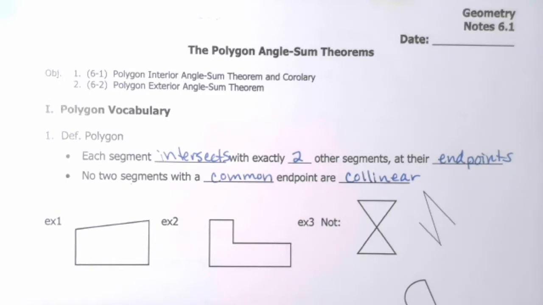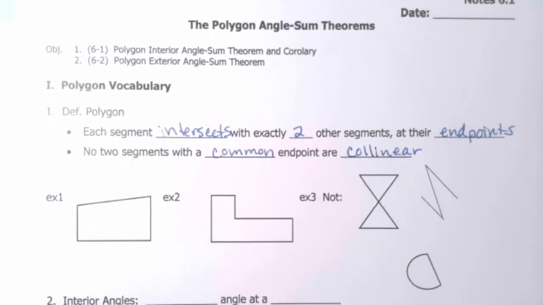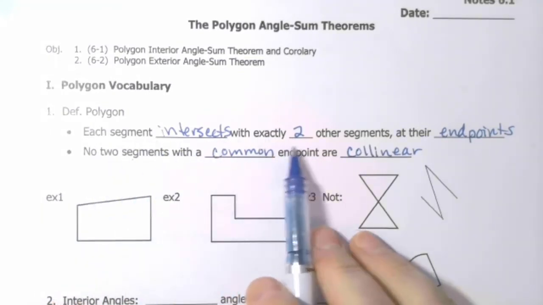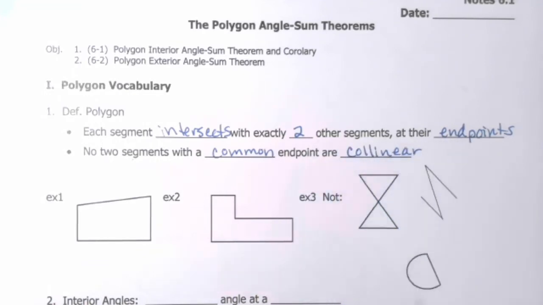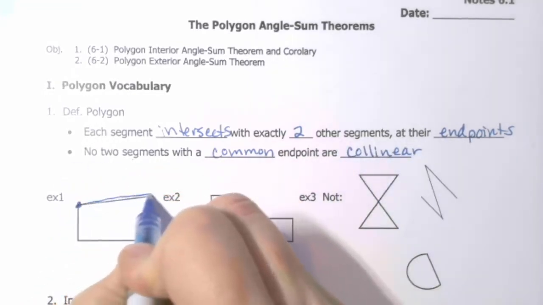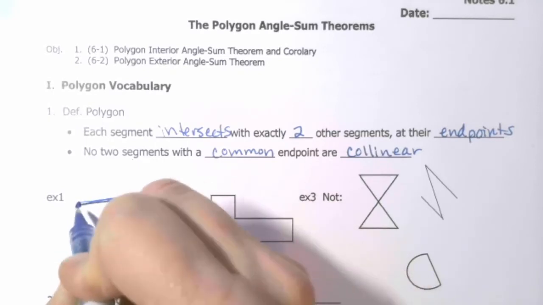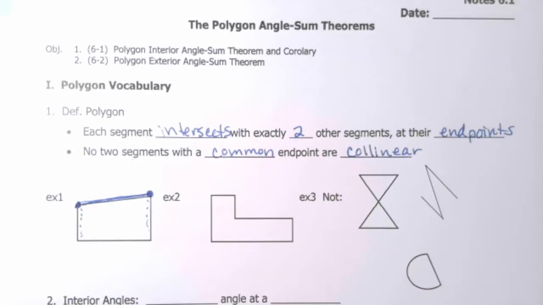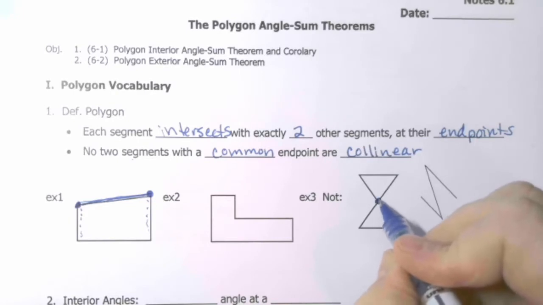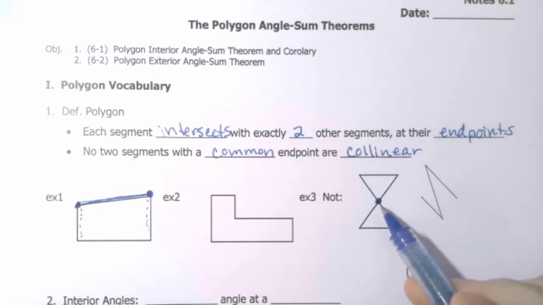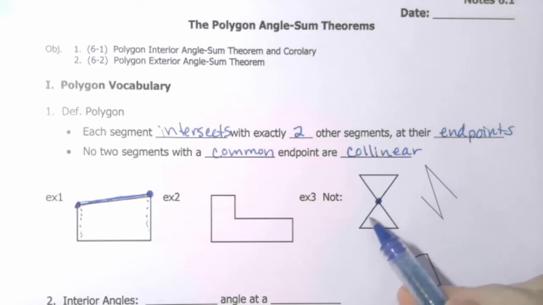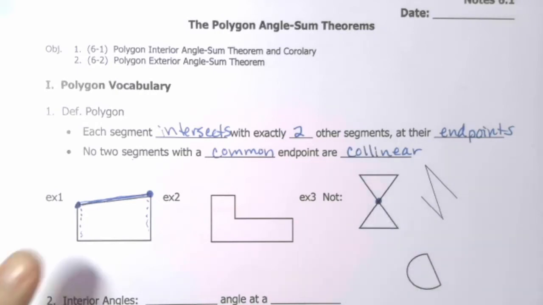So if we look at these examples to decide which are going to be polygons and which ones are not, the first part: each segment intersects with exactly 2 other segments at their endpoints. That means that this segment here intersects with the endpoints of the left side and the right side. In something like this one, you have a segment that's intersecting with multiple pieces at the same time. So while this one is a polygon, this one is not a polygon.